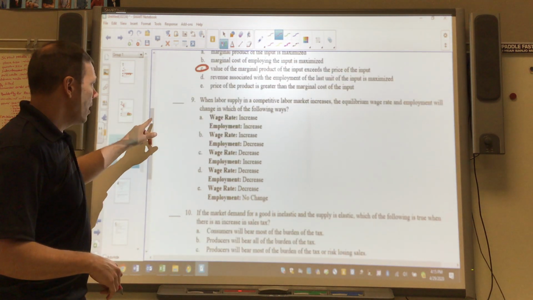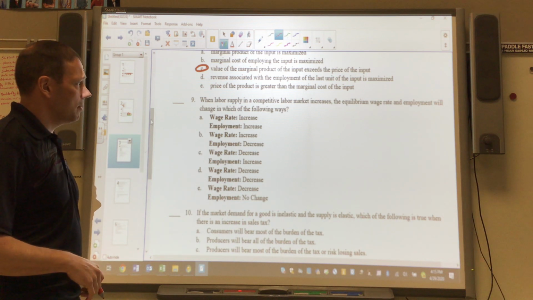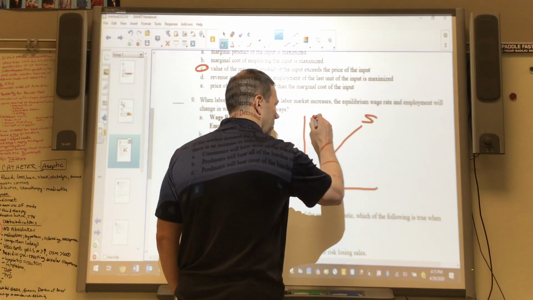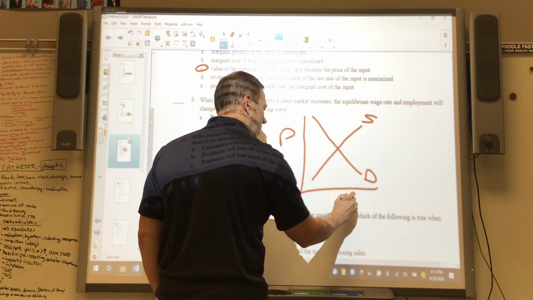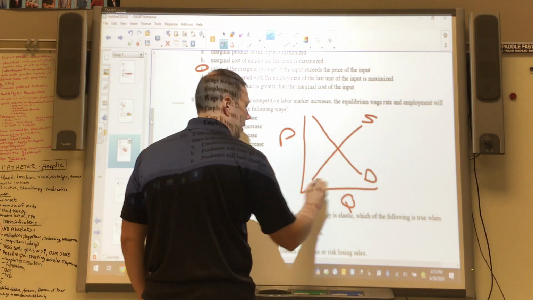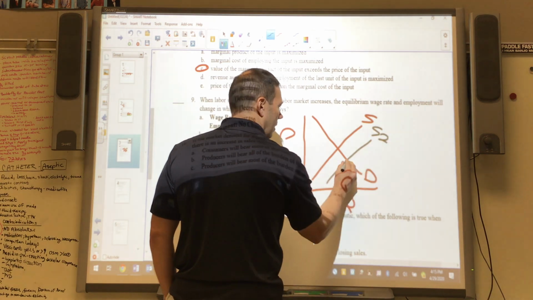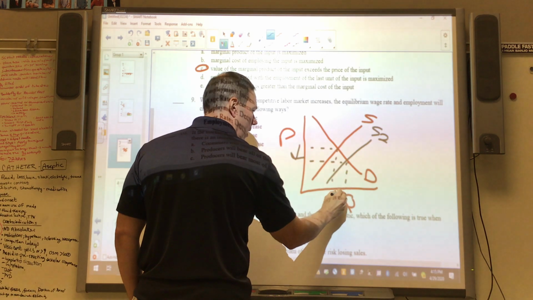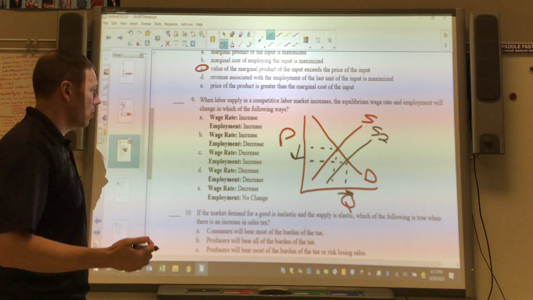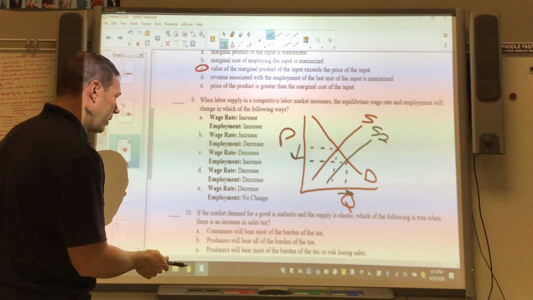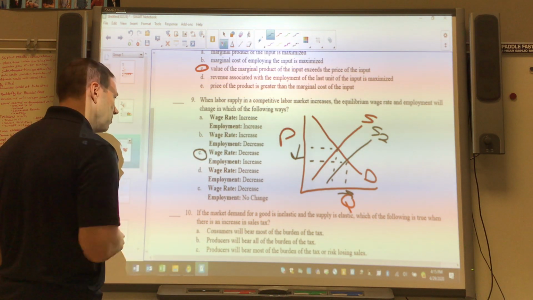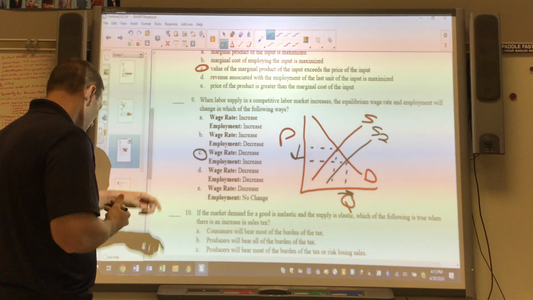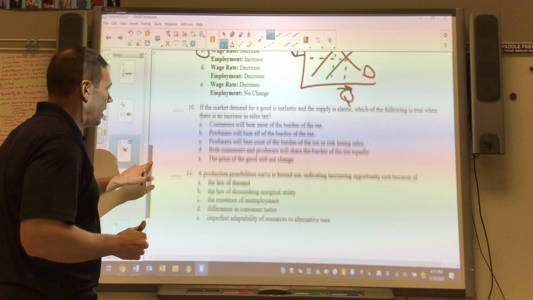All right, number 9, labor supply in a competitive labor market increases. You could just do a supply-demand graph if you want to see this here. Supply, demand, price, quantity. What happens? Supply increases. Okay, and we're going to see that the wage rate is going to fall. Of course, the number of workers hired is going to increase, so wage rate decreases and employment increases. Okay, so they're going to hire more workers, essentially. All right, so number 9 is C.